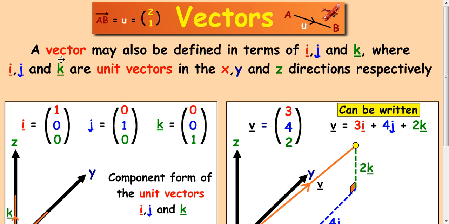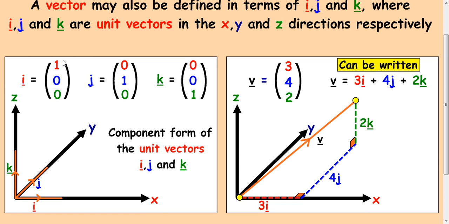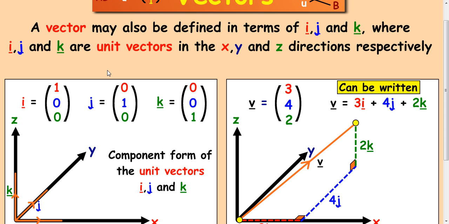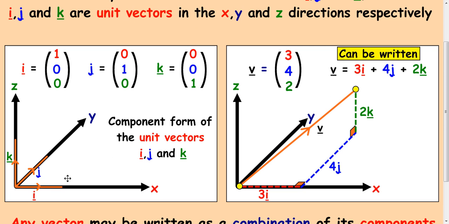Now vectors can be represented in component form, but they also may be written in terms of i, j and k. Now i, j and k are unit vectors, i being in the x direction, j in the y direction, and k in the z direction, and each has a length of unit 1. So i, j and k, just like x, y and z in alphabetical order, and all with a unit 1.